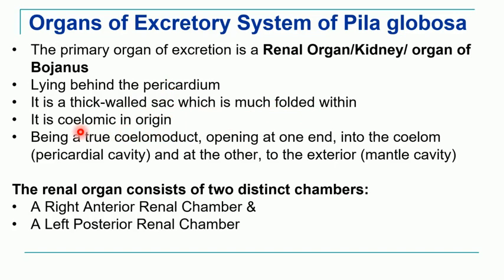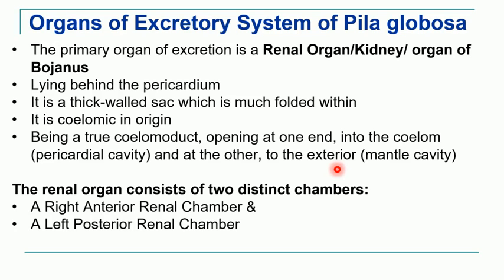If we see the origin, it is coelomic in origin, that is, it is derived from the coelomic cavity, and being a true coelomoduct, it has one opening into the coelom, that is the true coelomic cavity. We know that in Pila the true coelomic cavity is the pericardial cavity. So this excretory system opens at one end in this pericardial cavity, and at the other end it opens into the mantle cavity, which is the exterior opening. So in the diagram we will see all these positions.